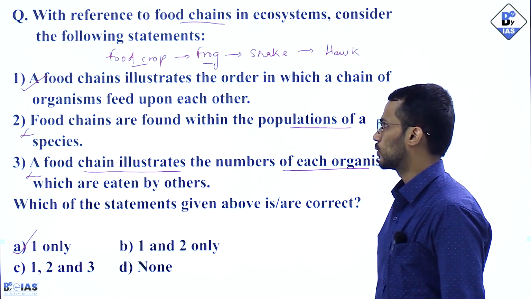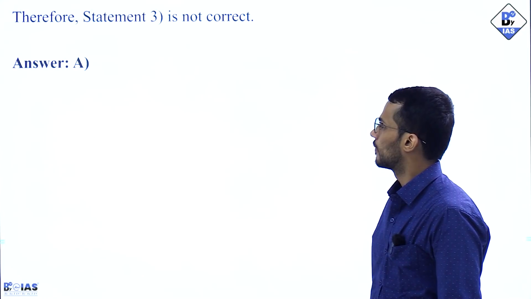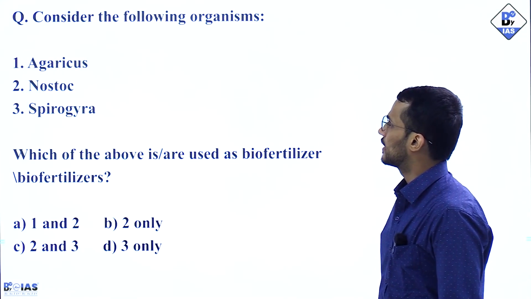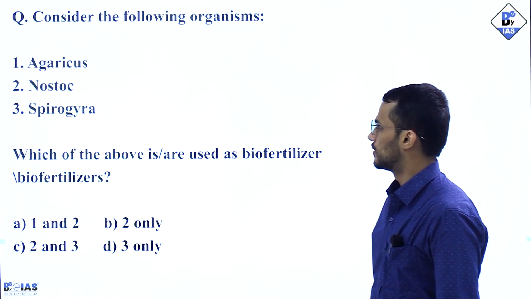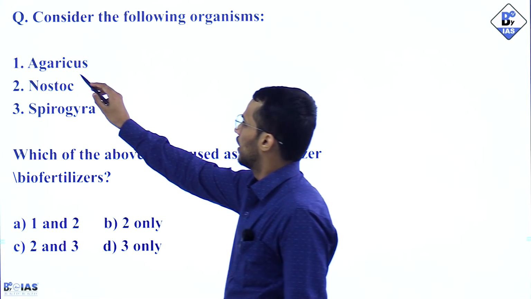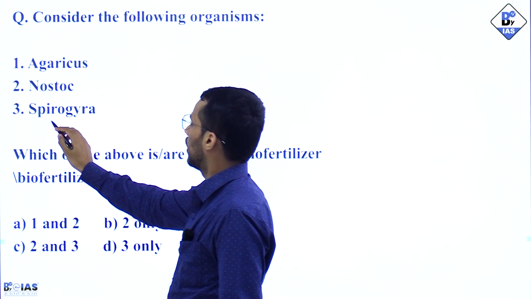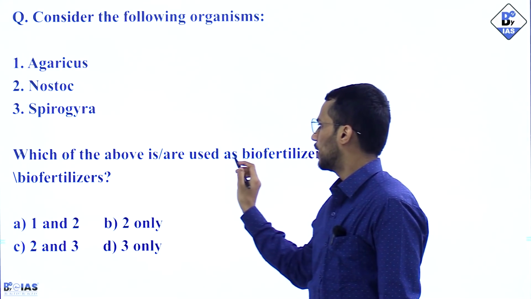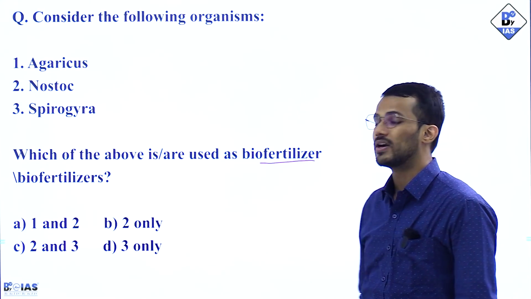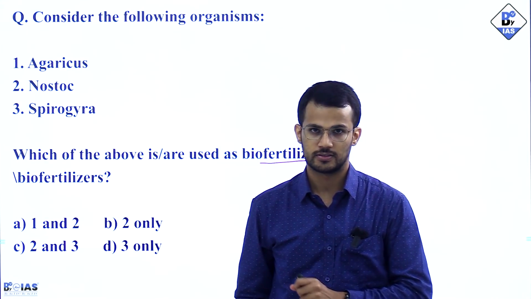Right? Next question now. Next is, consider the following organisms: Agaricus, nostoc, and Spirogyra. Which of them are used as biofertilizer or biofertilizers?